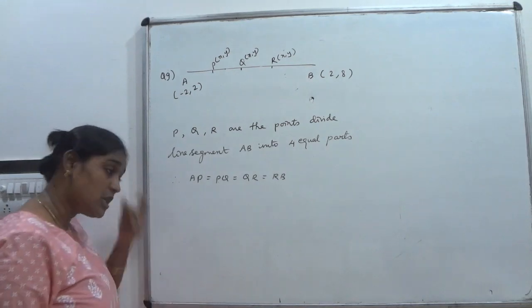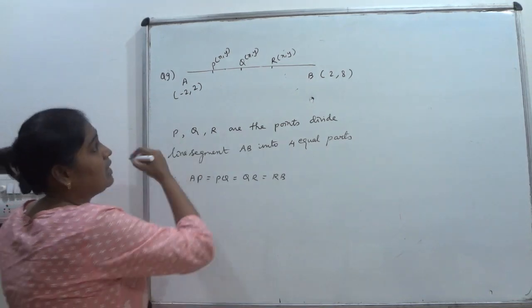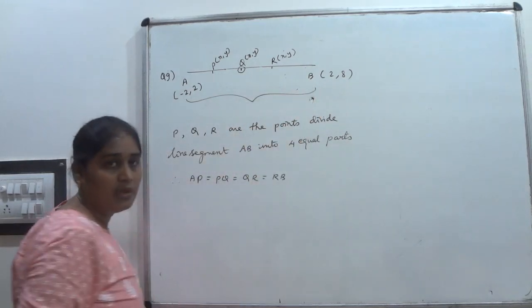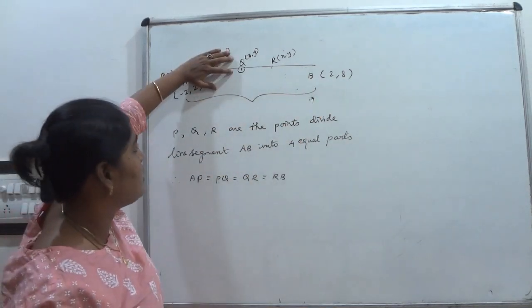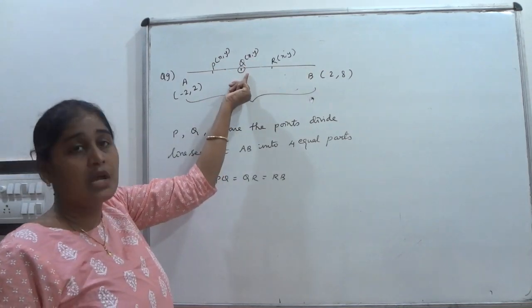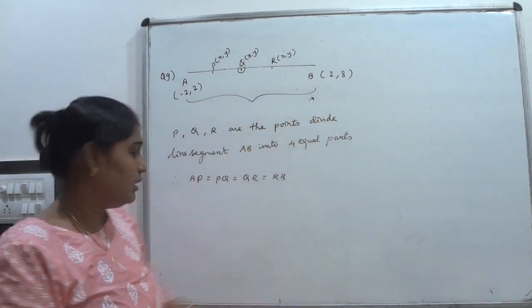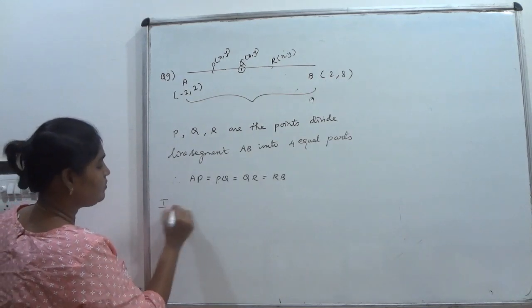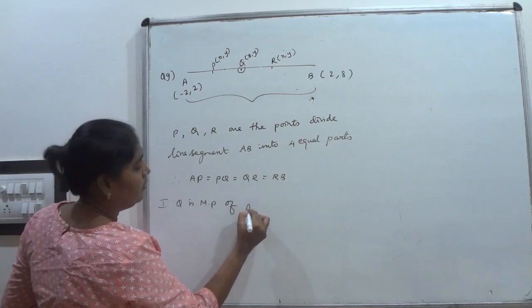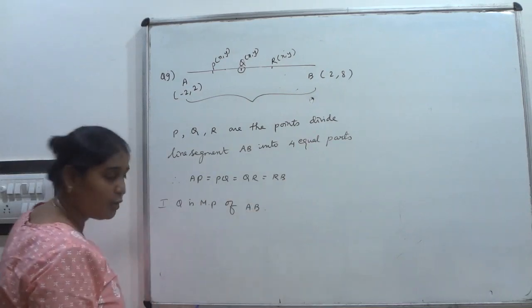All the four parts are equal, so we can tell, see, Q is the midpoint of AB. Why? These two parts are equal. Same way these two parts are equal. So I can tell that Q is the midpoint of AB. So write it here: Q is midpoint of AB.